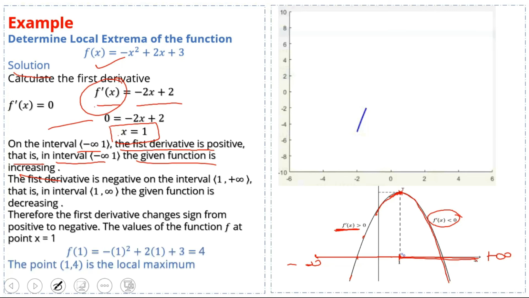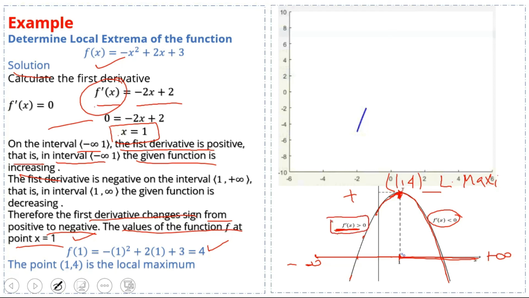Therefore the first derivative changes sign from positive to negative at x is equal to 1. Now we find the value of the function at x is equal to 1, which is 4. So the point 1 comma 4 is the local maximum. Okay, we see this with the help of an animated graph.